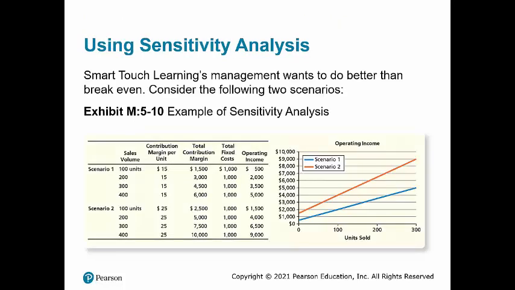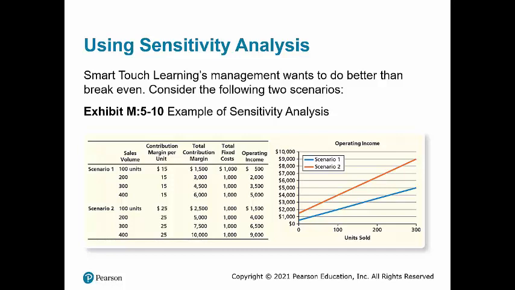In this slide, we are going to look at two different scenarios that Smart Touch Learning's management is considering because they want to do better than just break even. So in scenarios 1 and 2, all of the information is the same, except in scenario 1, the contribution margin per unit is $15, and in scenario 2, it's $25. So we notice that the slope of the line, which is the contribution margin per unit for scenario 2, is much steeper, meaning that as sales volume increases, profits increase at a greater rate than they do in scenario 1 with the lower contribution margin per unit.